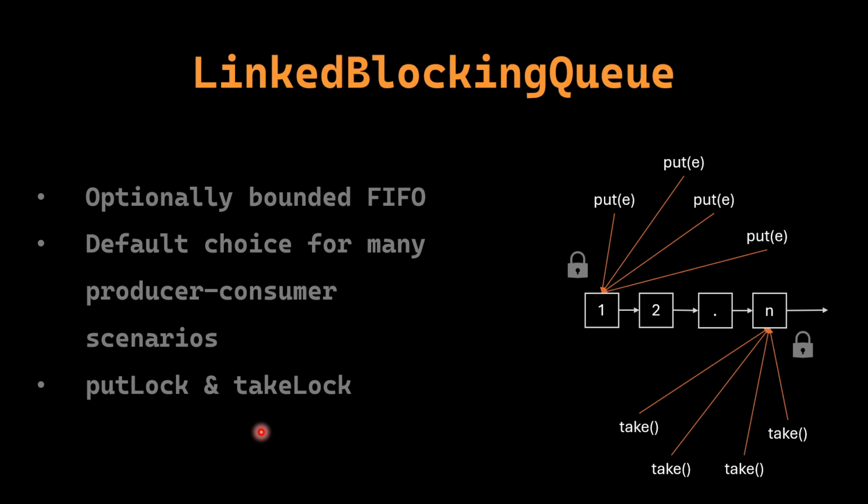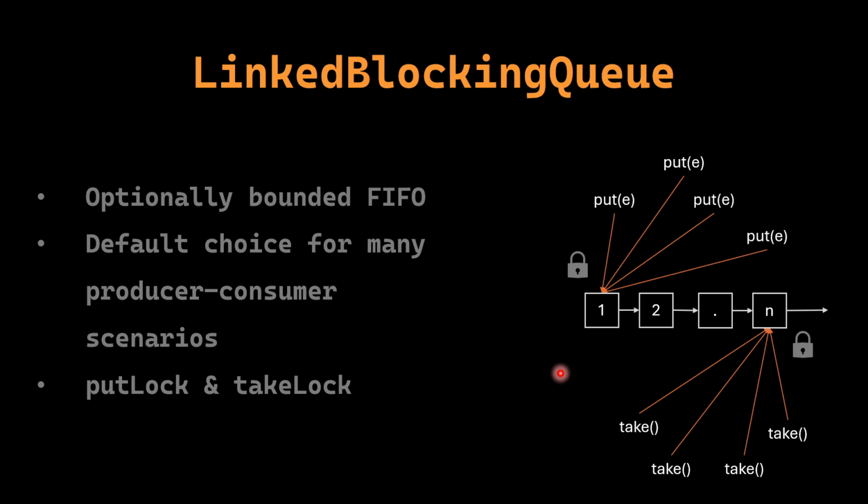LinkedBlockingQueue is a versatile, optionally bounded first in first out blocking queue based on linked nodes. It's the default choice for many producer consumer scenarios and is used internally by Java's Executor framework. The linked part refers to its internal structure. It stores elements in node objects linked together similar to a linked list. This design allows it to efficiently handle both bounded and unbounded scenarios. Let's look at its internal architecture.